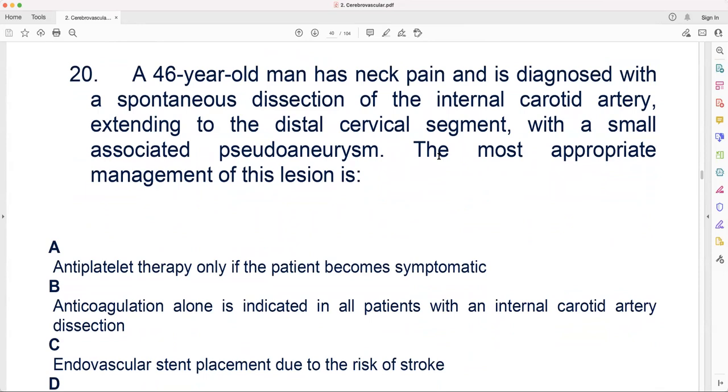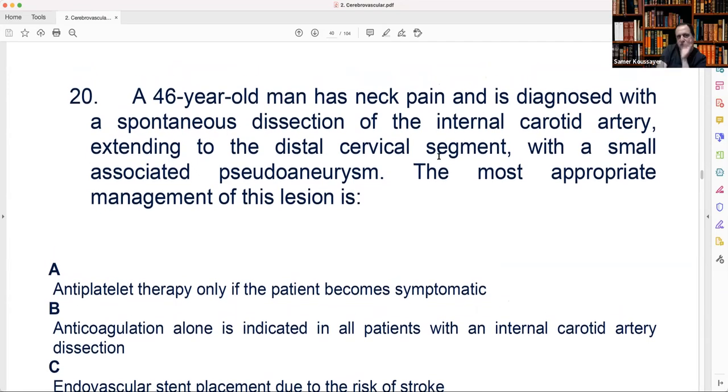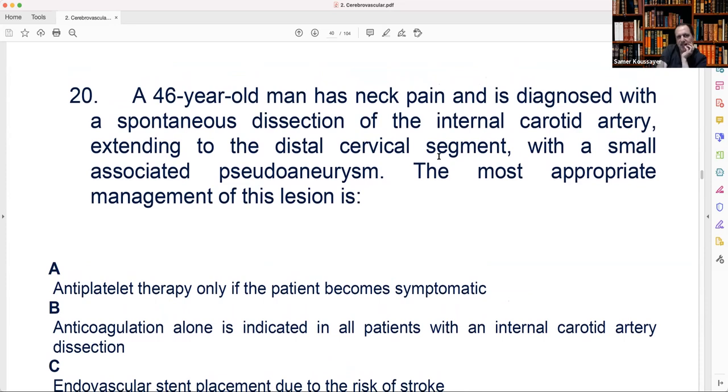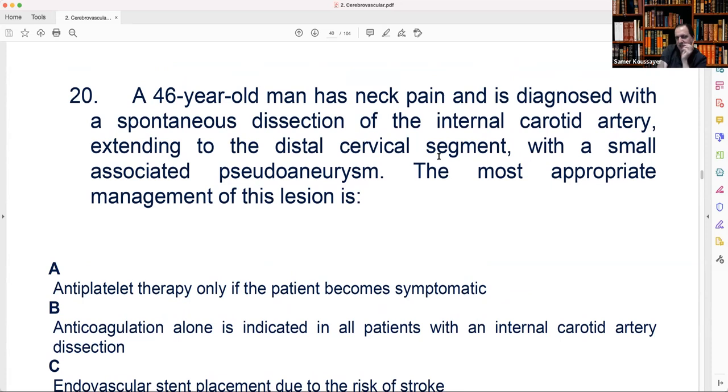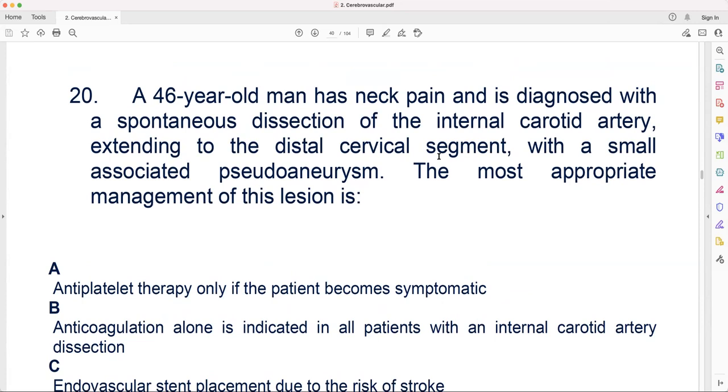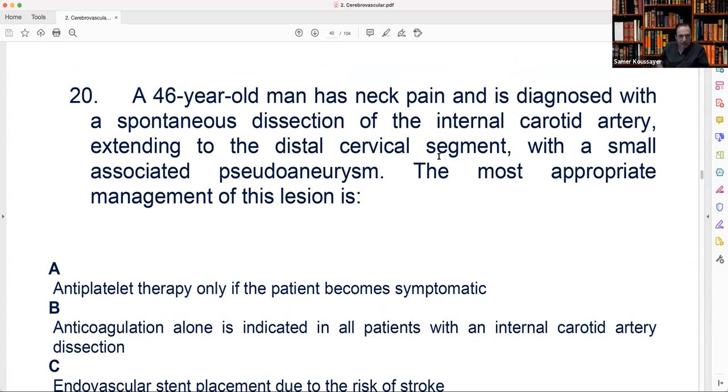A 46-year-old man has neck pain and is diagnosed with a spontaneous dissection of the internal carotid artery extending to the distal cervical segment with a small associated pseudoaneurysm. The most appropriate management for this patient is... Okay, let's stop. The patient has a spontaneous dissection and a pseudoaneurysm. And really, I have a patient exactly like that. He came to me last year, and we discussed what options we have. So what do you think we need to do with this guy?